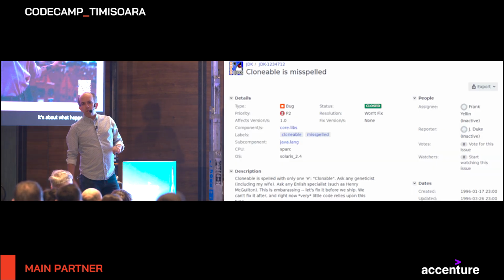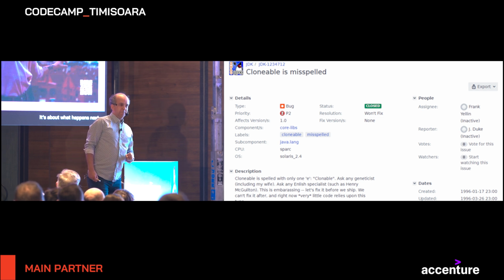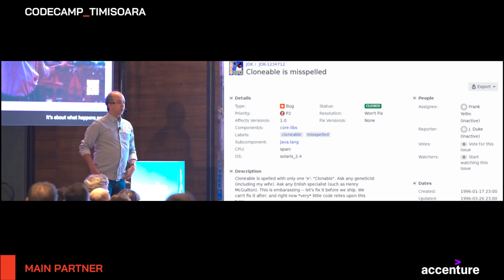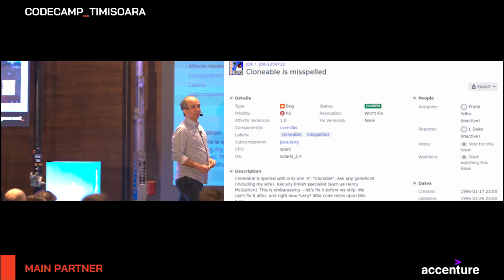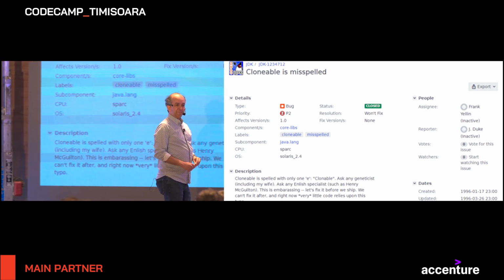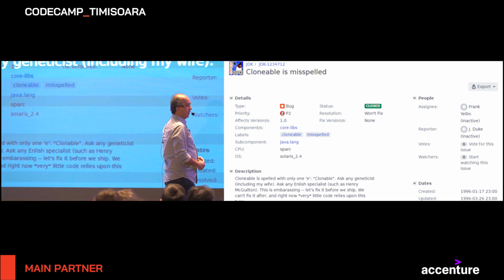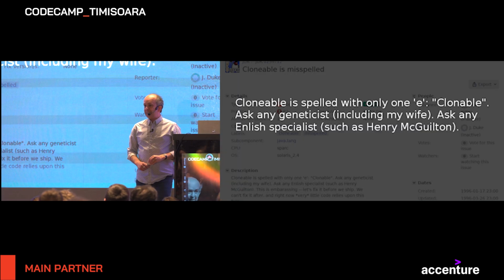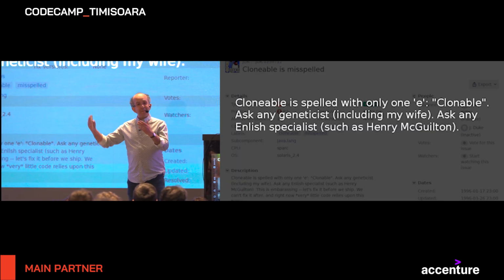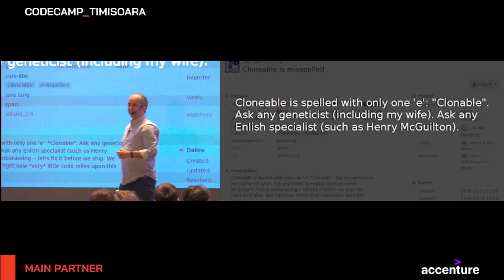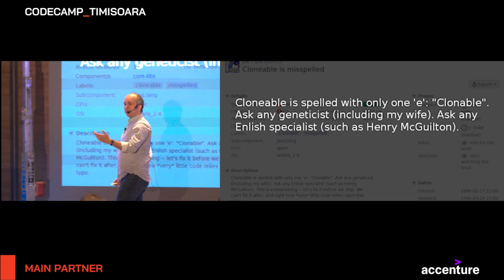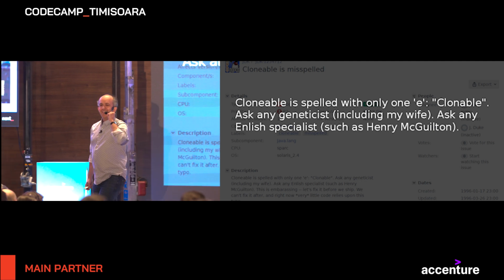So here's a bug report from 1996, just before Java was released. Cloneable is spelled with only one E, clonable. Ask any geneticist, including my wife. Very helpful to have in-house expertise that you can draw upon. Always trust the domain experts. Find a domain expert, marry them, I don't know.